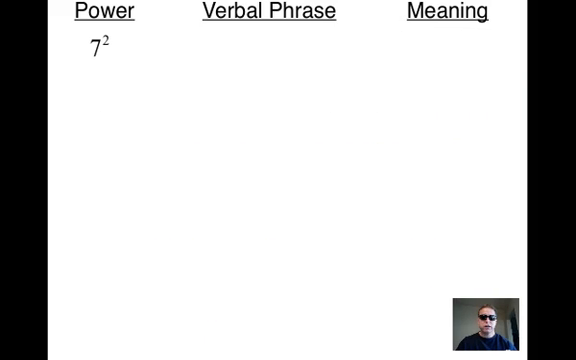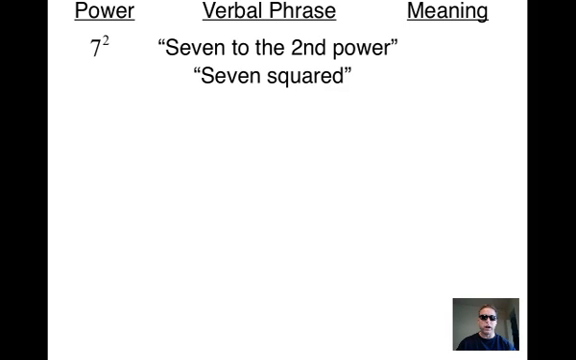So let's practice here. So we have 7 to the 2nd power. Sometimes you'll hear this as 7 squared, and you'll hear me say this all the time. So if you hear me say 7 to the 2nd power or 7 squared, you need to know that just means 7 times 7.